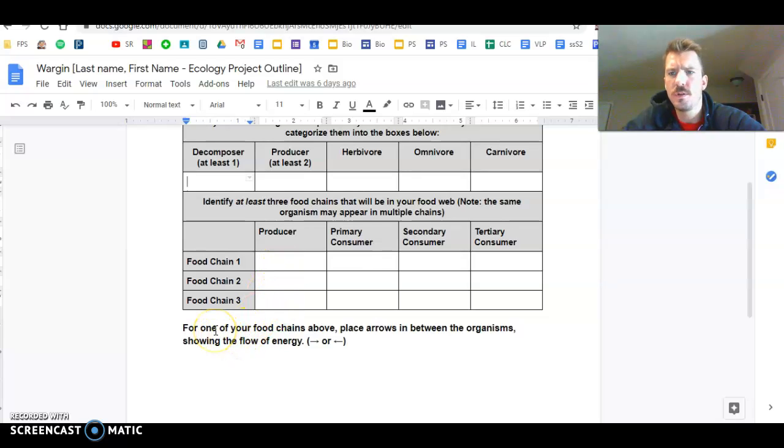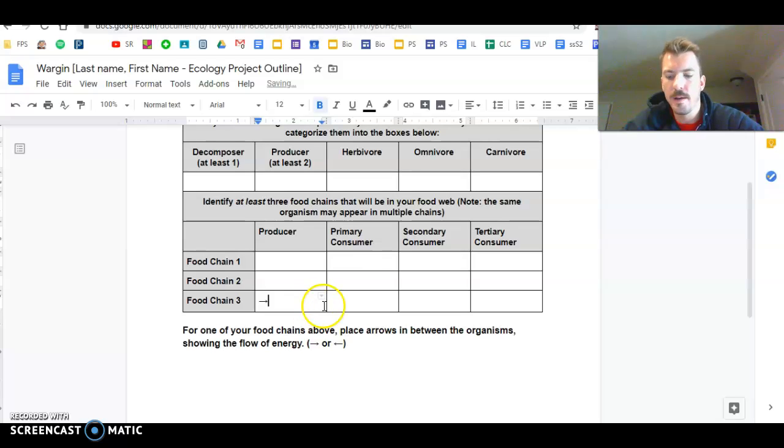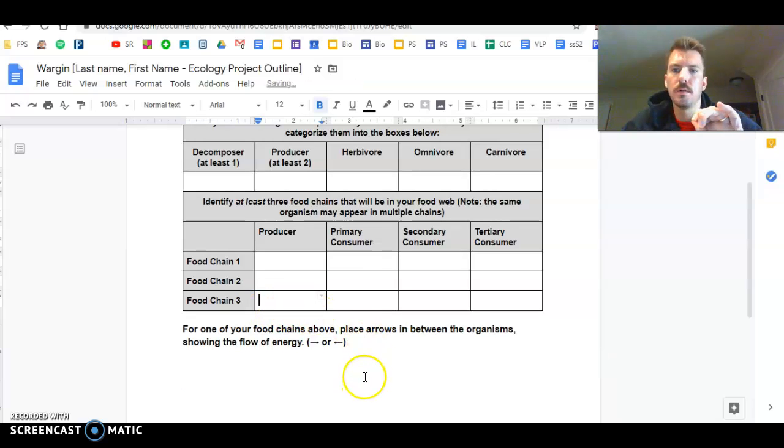The last thing you have to do is really simple. For one of the food chains above, place arrows in between the organisms. You can actually just copy and paste these little arrow diagrams in here, or I had some students write in the space below. So all you are doing is showing the direction. Remember what the arrows represent, the flow of energy. So I want to see arrows pointing in the correct direction. So that's the point of using these arrows.